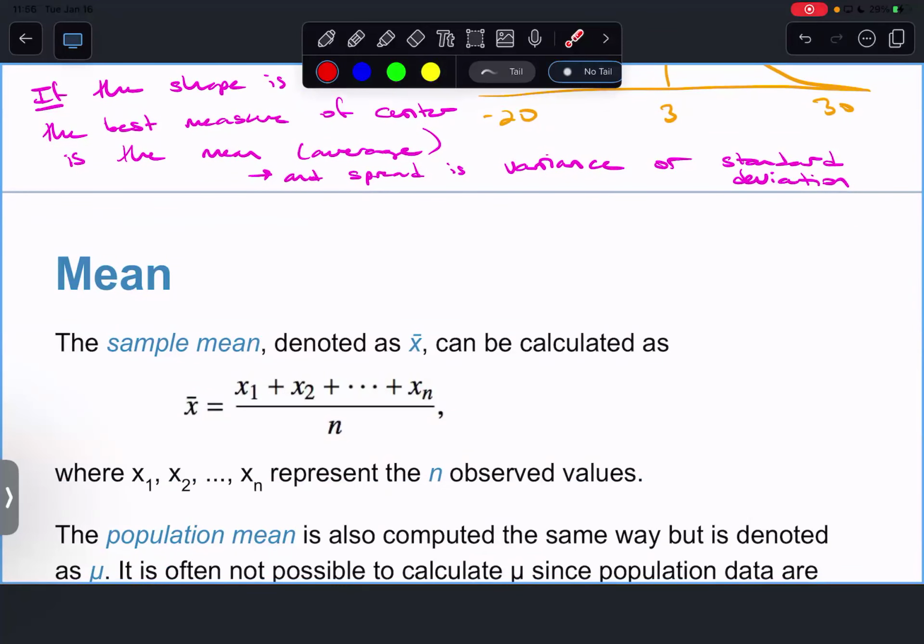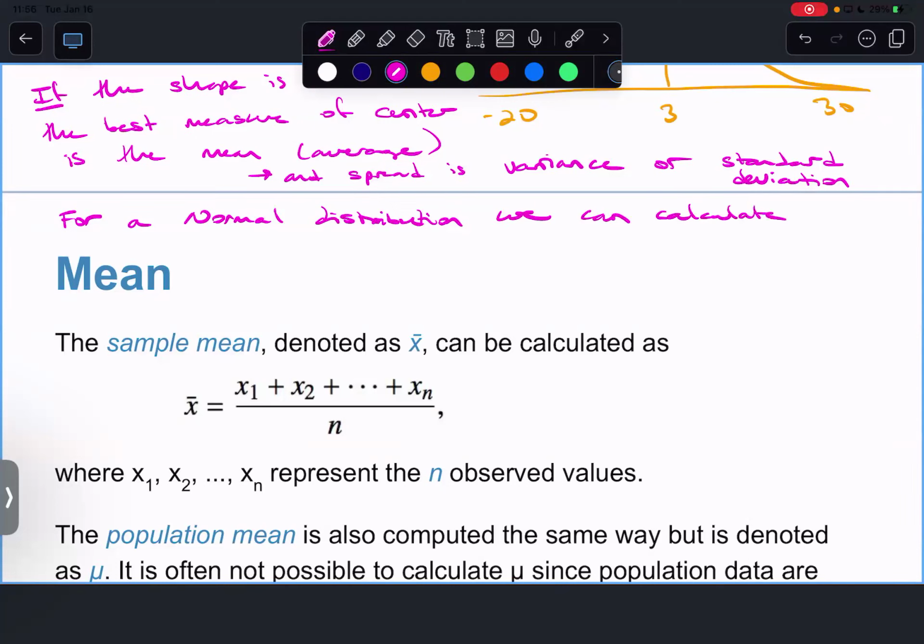Okay, so the mean is what we use as a measure of center. So we can eyeball the center, where the peak is, if it's normal. So for a normal distribution, we can calculate the center by finding the mean.